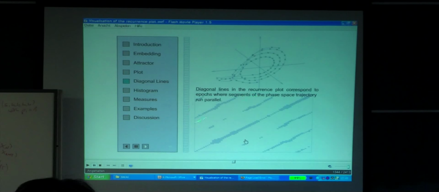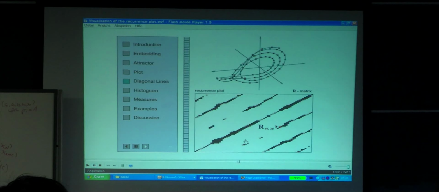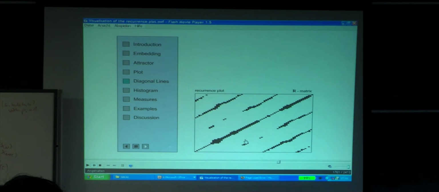In particular, these diagonal lines are interesting because they correspond to intervals where the dynamics of the system is quite similar to the dynamics in former time intervals. What one can do now is consider these diagonal lines, for example, for reconstructing the attractor. That's one specific approach, which is quite new, by the way, that one can do reconstruction of the dynamics just based on such a recurrence matrix. But more interesting is what you will see in a minute: to do statistics over the length of these diagonal structures.